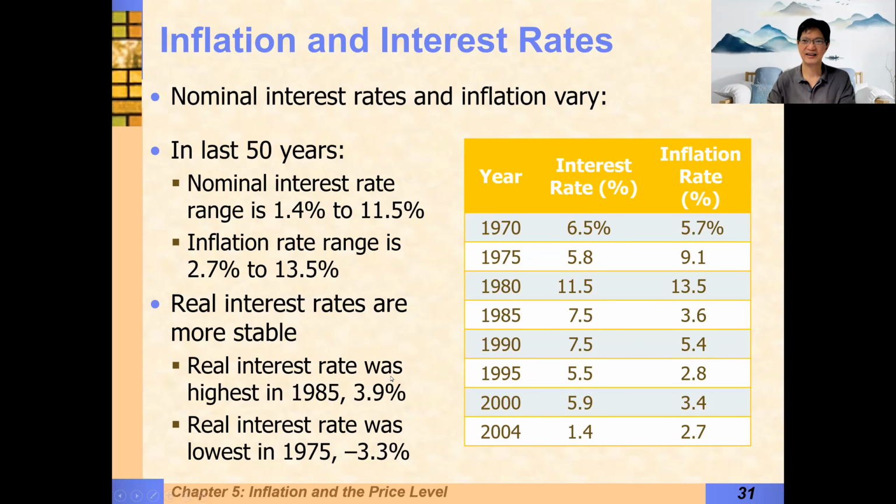So if we look at nominal interest rates and inflation over the last 50 years, we find that it's quite variable. It goes up, it goes down. Look at the beginning of the 1970s, about 5, 6%. And then in the 1980s, it went up very high, more than 10%. And then this is the US. And then in the 2000s, it went down to almost 2%. So highly variable movements in inflation and interest rates.